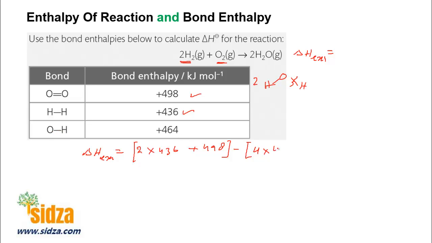So I'll write down 4 times the bond energy of the oxygen hydrogen bond, so that is 464. Now when I calculate it, it comes out to be negative 486 kilojoules. This is the enthalpy of the reaction. This is the energy change that will be released, because it is negative here, right? Negative means the reaction is exothermic. So that means the total energy that will be released here when 2 moles of hydrogen react with 1 mole of oxygen, the total enthalpy change is 486. So how much energy is released? 486 kilojoules of heat is released in this reaction.